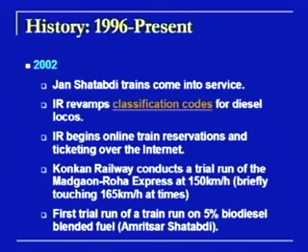Konkan Railway conducted a trial run of the Madgaon Roha Express at 150 km per hour. That was another milestone in the area of Indian Railways.